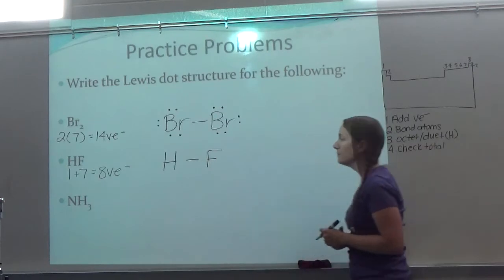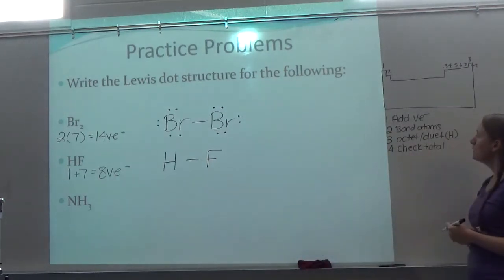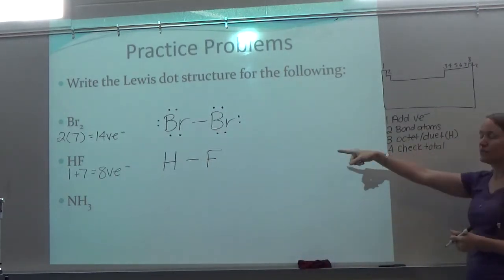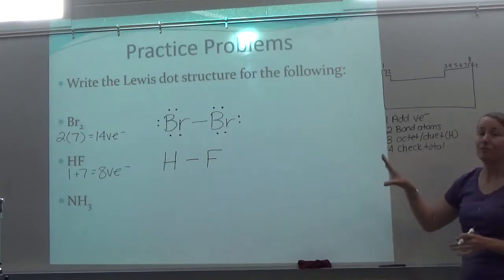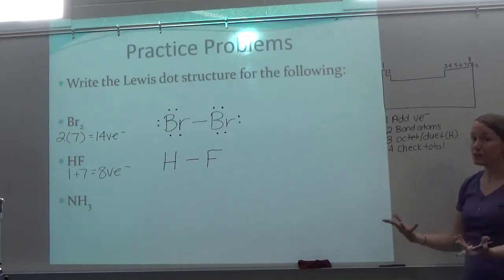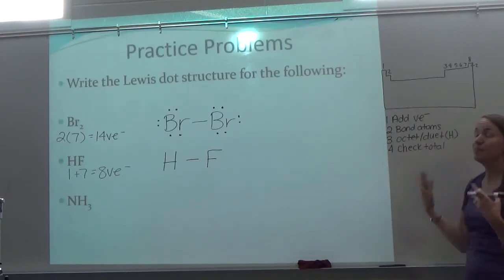So I'm going to bond them. And then step 3 is octet duet rule. Okay, another common mistake on this one is you try to make both of them have an octet. Hydrogen only wants a duet. Okay, the molecules do not have to have symmetry. A lot of you want them to. I like it when they have symmetry also, but they don't have to.